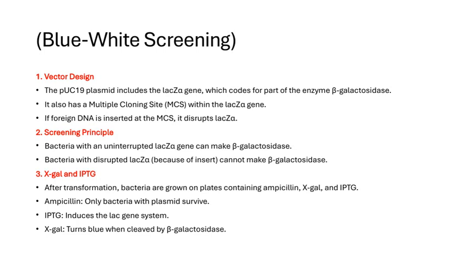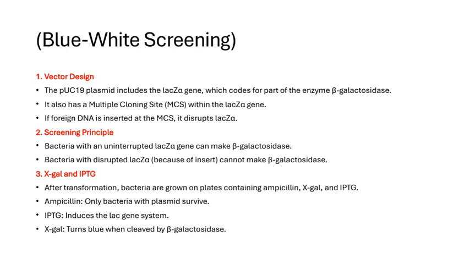Let's talk about blue-white screening. First, the vector design is key. The pUC19 plasmid contains the lacZ alpha gene, which encodes part of the enzyme beta-galactosidase. Within this gene, there's a multiple cloning site, or MCS, where foreign DNA can be inserted. When we insert DNA at the MCS, it disrupts the lacZ alpha gene, which is crucial for the screening process.